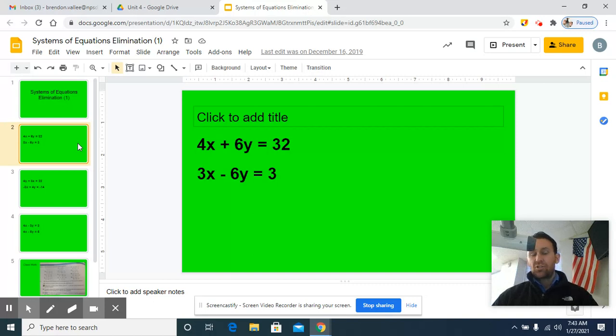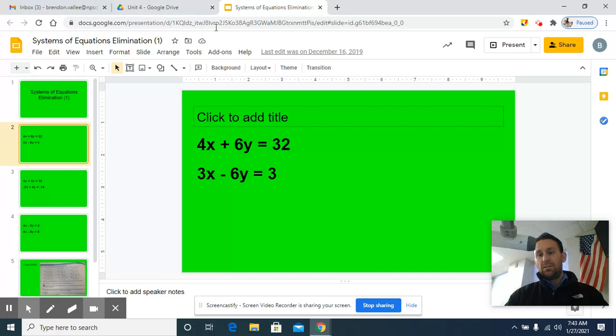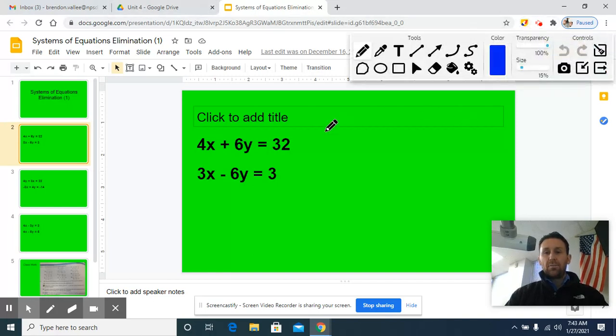is just so that we don't have to graph, or we graph it and we figure out that, you know what, this point where they intersect is a decimal and not a whole number. Okay, so then you would do elimination or substitution. So we're going to do the basic form of elimination here.